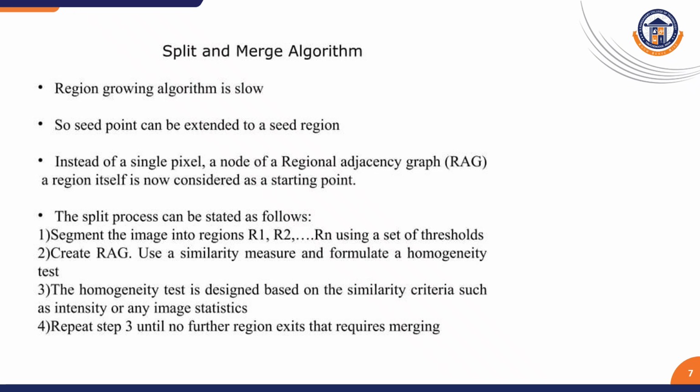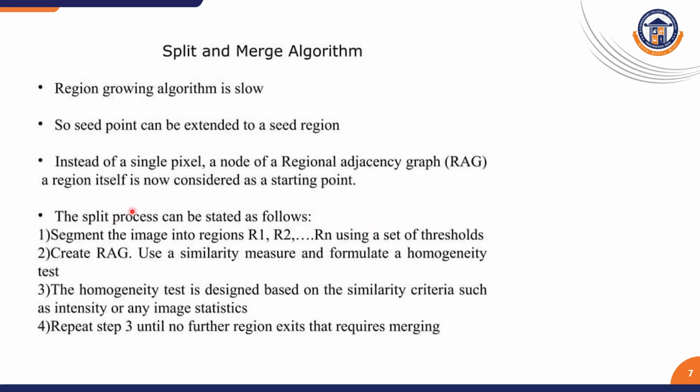So the seed point can be extended to a seed region. Instead of a single pixel, a node of the regional adjacency graph, that is the RAG, a region itself, is now considered as a starting point. The split process can be stated as follows.